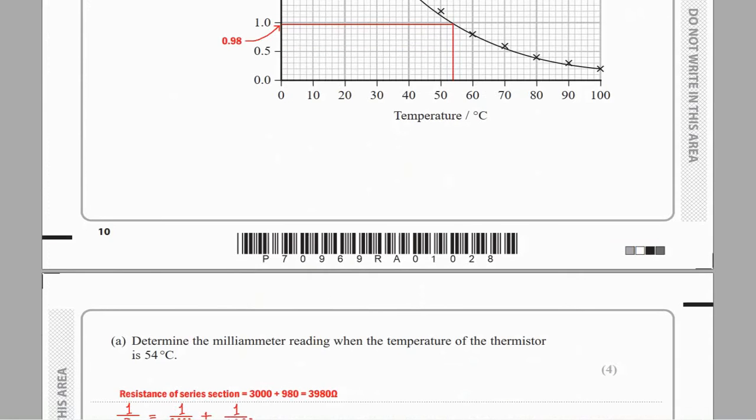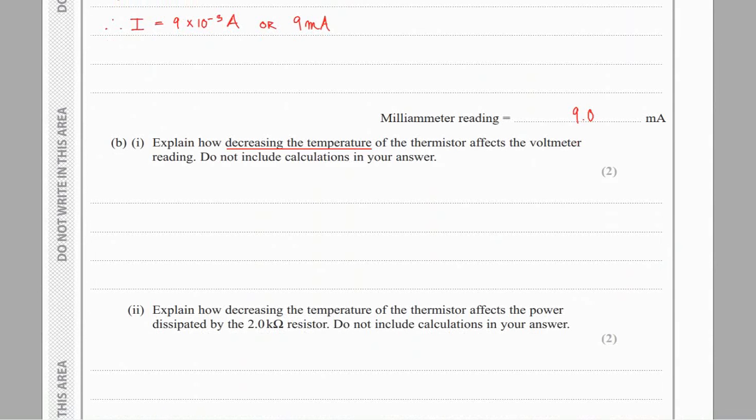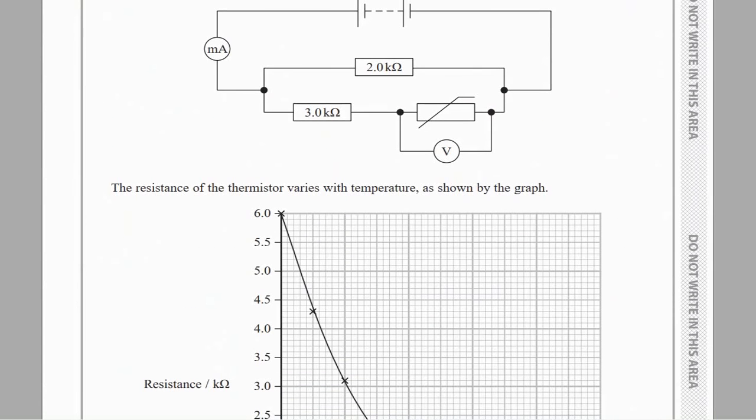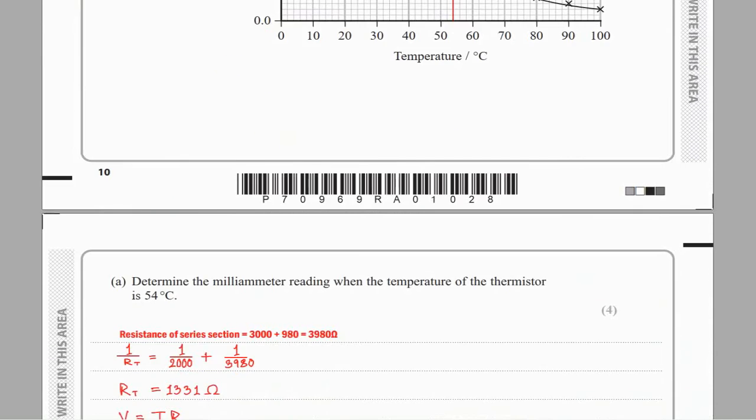So what did the question say about temperature? Temperature is decreased. As temperature decreases, we all know the resistance of the thermistor increases. And in a series circuit, voltage is shared according to the ratio of the resistance. Since this now has a greater resistance, it will have a greater voltage, so the voltmeter reading would increase.